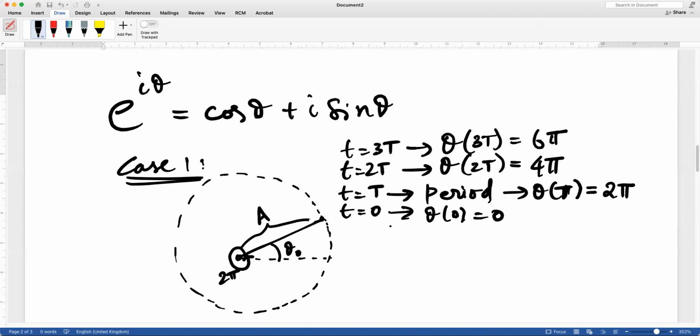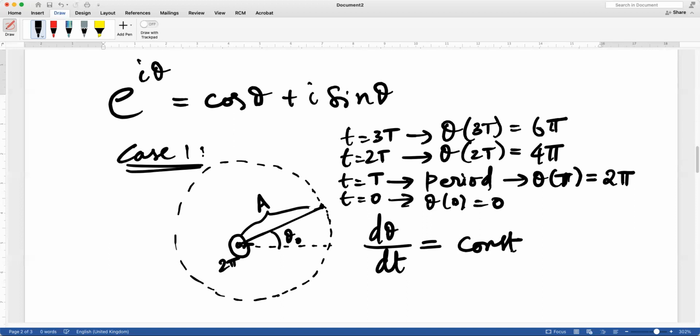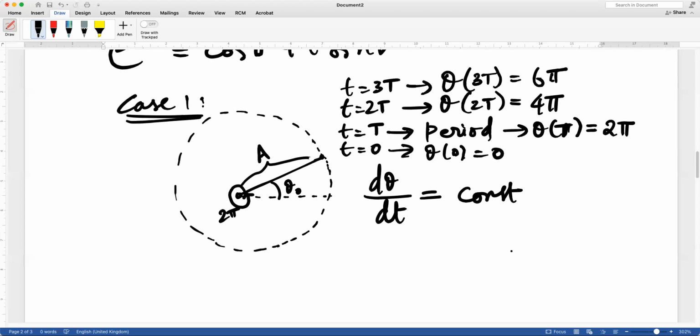So we do the same exercise. The rate of change, d theta by dt, this is what we will be interested in. This is actually going to be a constant. Why is it a constant? It takes the same time to complete the same amount of angle again and again and again.